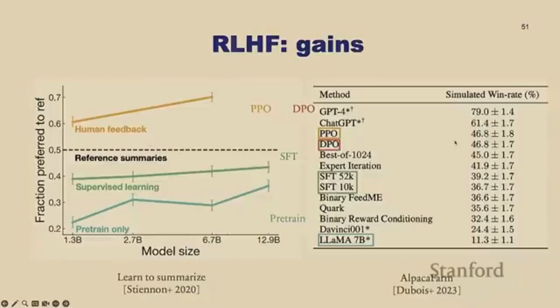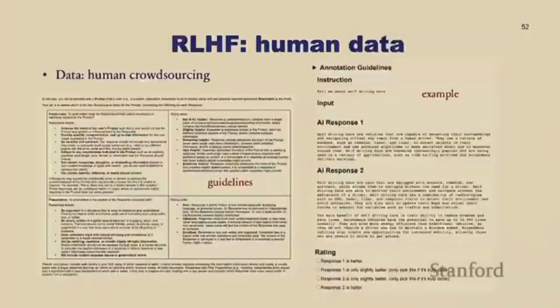Same thing, this is from a paper that we have, AlpacaFarm, where the evaluation here is not too important, but basically you see the pre-trained model, you jump to SFT, and then you jump to PPO and DPO, and PPO and DPO have the exact same performance. So basically, RLHF helps. That's the conclusion, and DPO is simple.